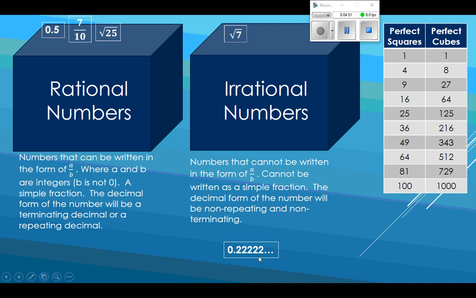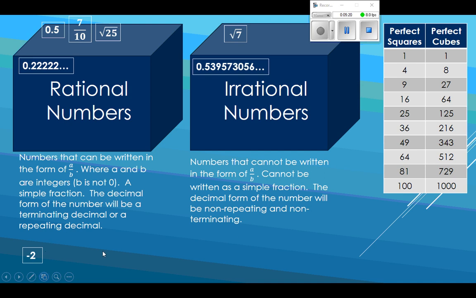0.22222 and so on, that means that it's a repeating decimal. All repeating decimals can be written as fractions. I'll tell you that 0.2 repeating is 2/9. If you don't believe me, pull out your calculator, do 2 divided by 9, and you'll get 0.2 repeating. So it's rational. But this, it's not repeating, and it's going on forever. It's one of these crazy decimals. It's irrational.